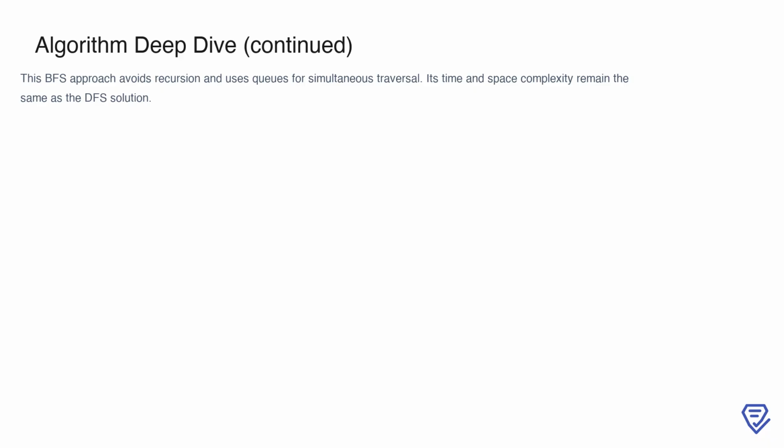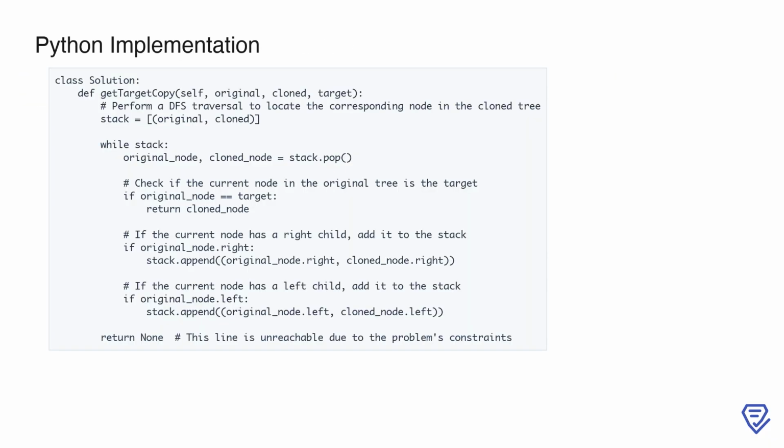Understanding both approaches allows for flexibility in choosing the most suitable method based on the constraints and characteristics of the input trees. This implementation solves the problem of finding the corresponding node in the cloned binary tree for the given target node in the original tree. The solution uses an iterative depth-first search (DFS) approach to traverse both trees simultaneously. First, the getTargetCopy method initializes a stack to simulate the DFS traversal.